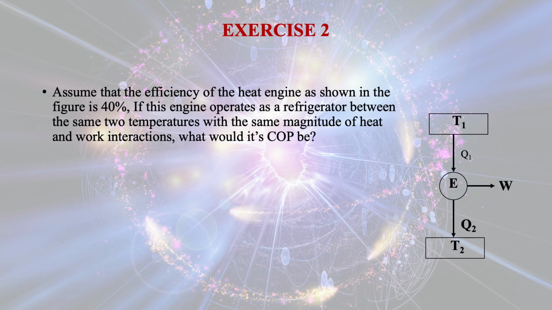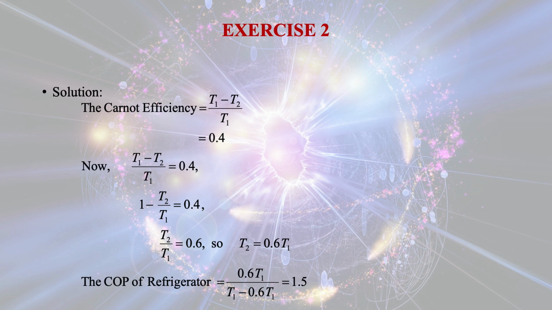Assume that the efficiency of the heat engine as shown in the figure is 40%. If this engine operates as a refrigerator between the same two temperatures with the same magnitude of heat and work interactions, what would its COP be? We know very well that the efficiency of the engine is equal to 40%, that is 0.4. Just put this value of efficiency in the expression for the efficiency of a heat engine.